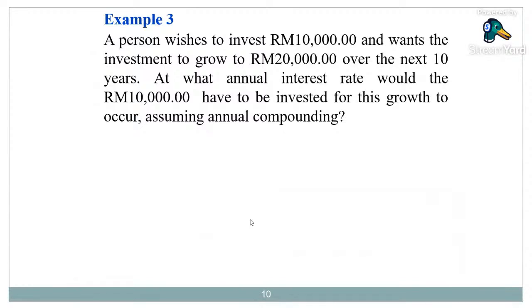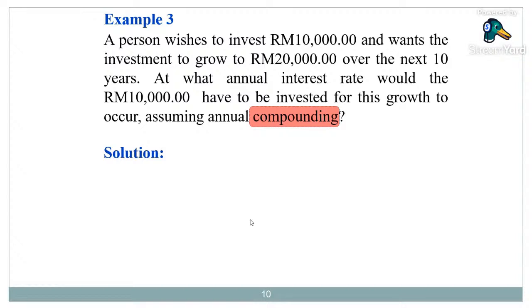Example 3. A person wishes to invest 10,000 and wants investment to grow to 20,000 over the next 10 years. At what annual interest rate will 10,000 have to be invested for this growth to occur, assuming annual compounding? So sekarang ni, tadi kita nak cari masa, sekarang kita nak cari dia punya annual interest rate, which is the nominal rate lah. Tapi dia katakan assuming annual compounding.